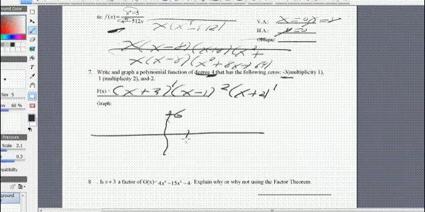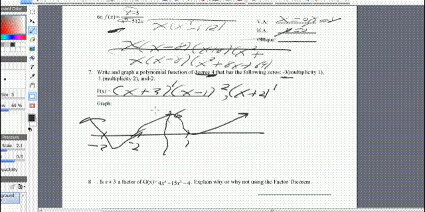My zeros are at 1, negative 2, negative 3. I know the multiplicity for 1 is even, so I'm going to bounce here. At negative 2, it should go through. I've got to turn around and come back through at negative 3. So there's your graph. A little messy, but you get the point.